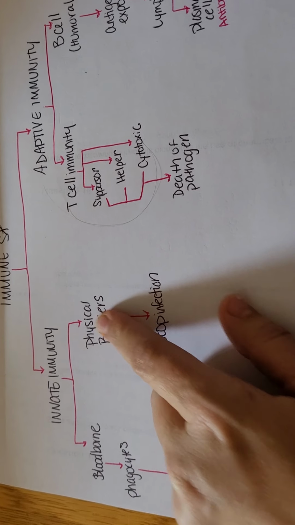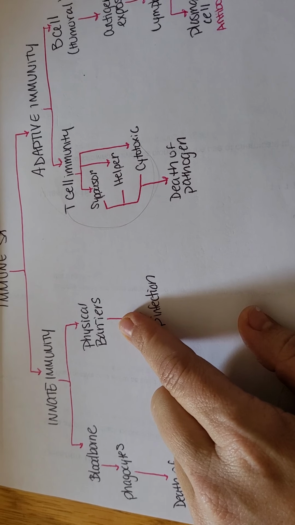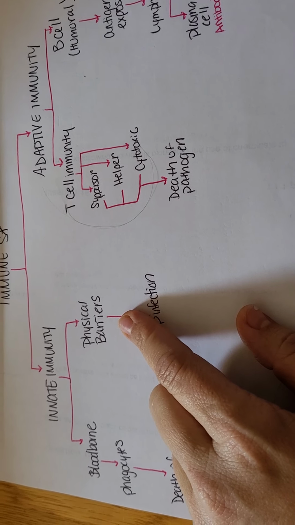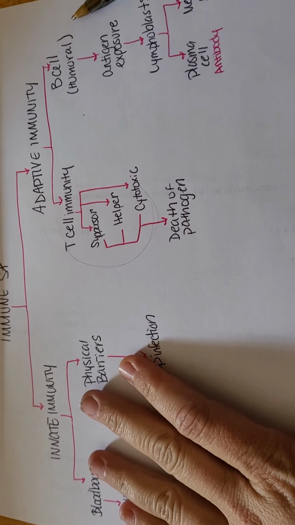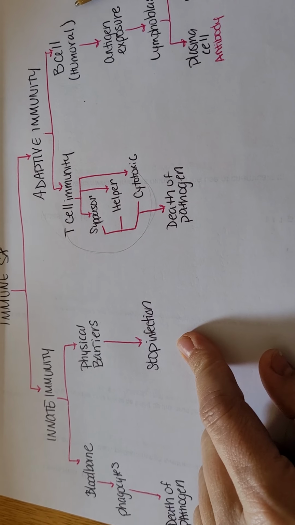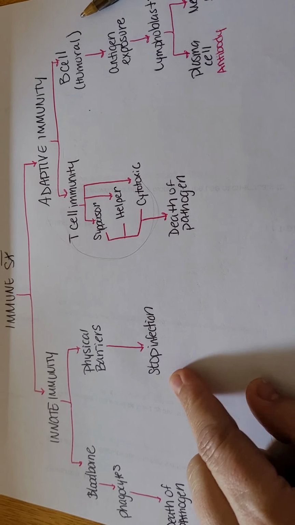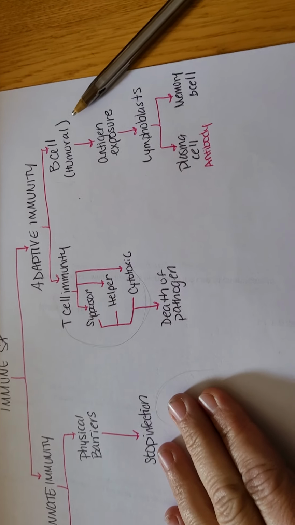Now, in our innate immunity also, we have physical barriers. That would be our skin, the mucous membrane, saliva, our urine, tears that we can flush the antigens out of our eyes, and also our stomach acid. And these are all ways to stop the infection from happening.